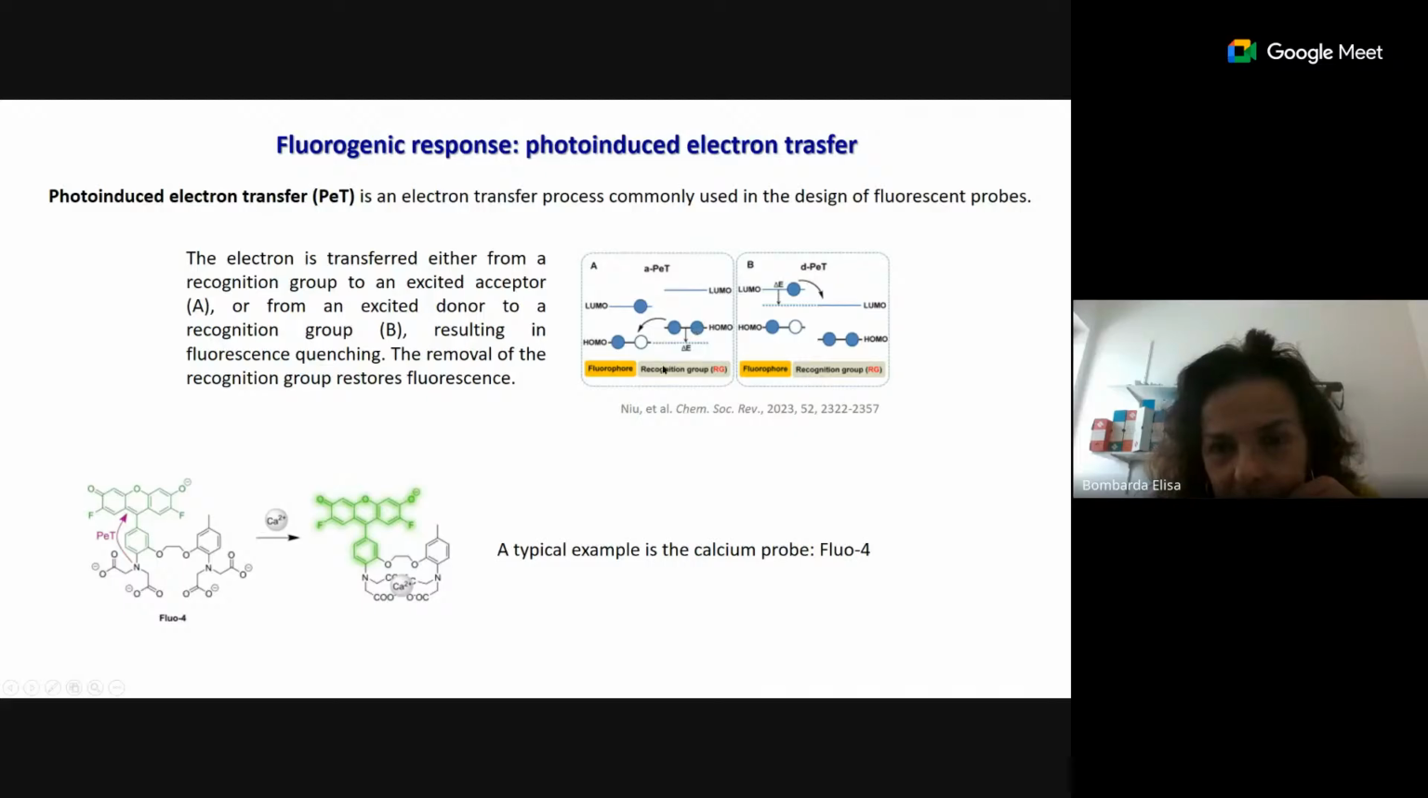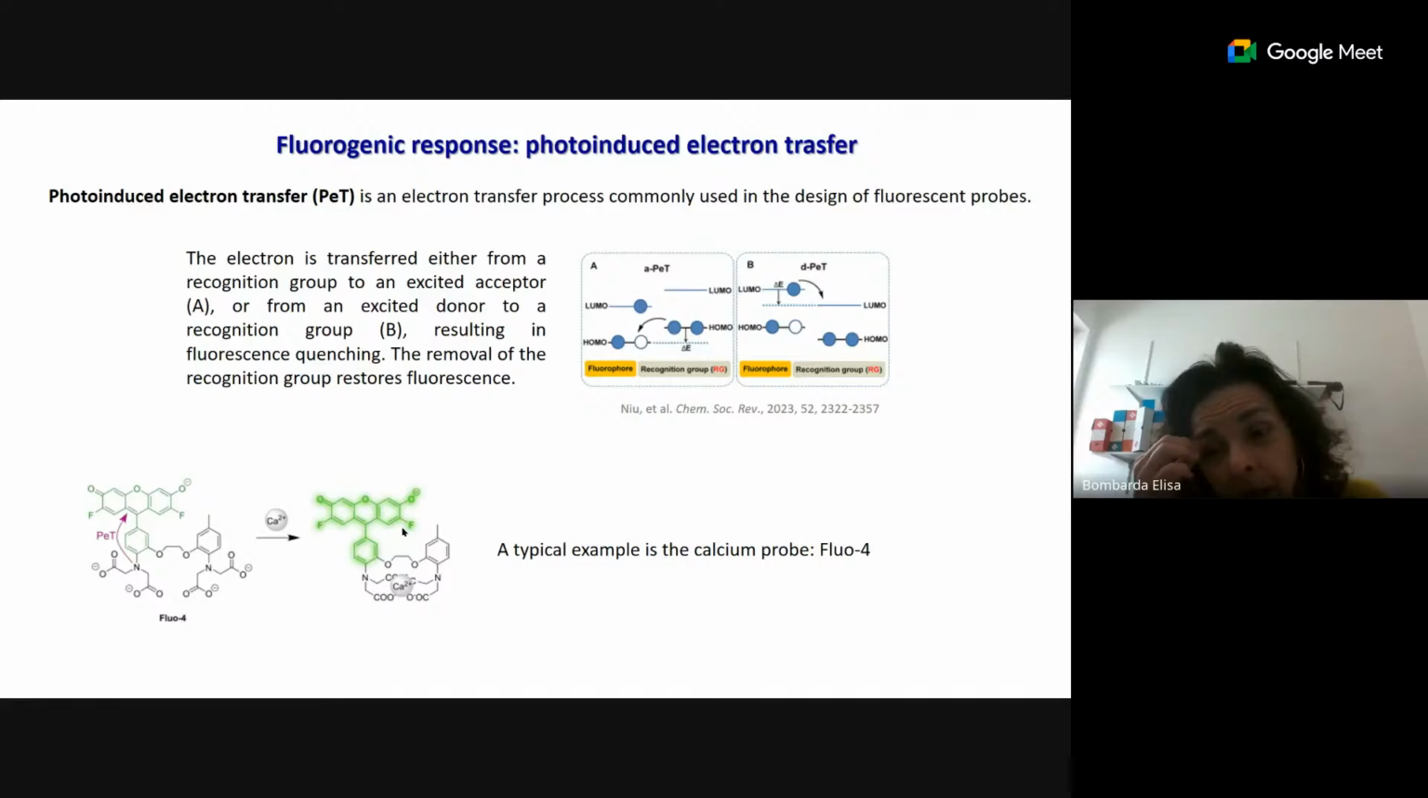So then, as you see here, that is the case of the recognition group, that is the fluorophore, which is excited, and then the electron goes here. So then actually the donor cannot emit because it cannot lose its excitation energy because the ground state is already occupied by the electron. So that is how, in this case, the photoinduced electron transfer is working. So you quench your molecule.